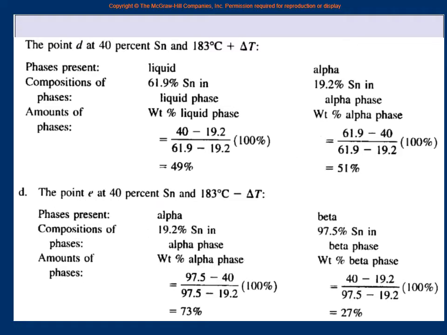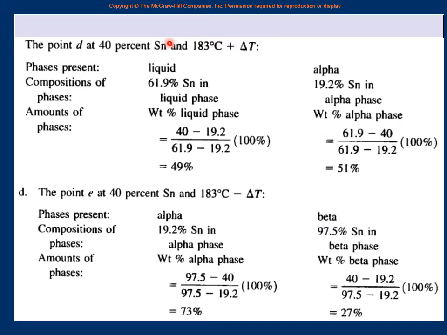And you will find at point D, which is, now this point D is nice. When they say 183 plus delta T, delta means just above it. So you don't actually go above, you go to the same line. You go to the 183 Celsius line, right? So therefore you will know that it cuts alpha at 19.2. Just above it is the same. When you say just below it, it is still the same line. So you cut at 19.2 and you cut at 97.5, right?